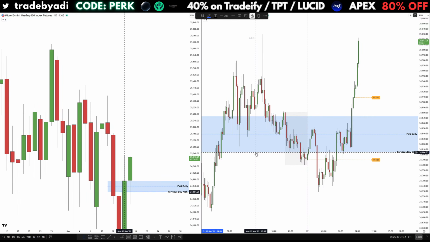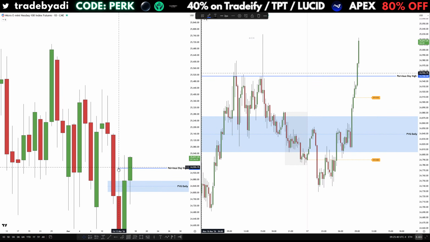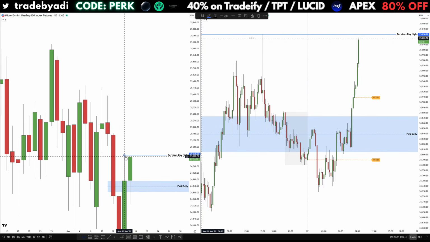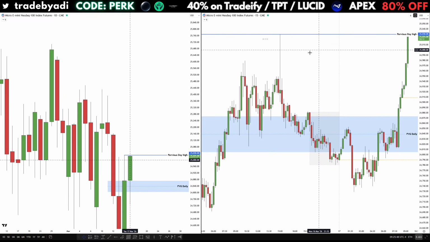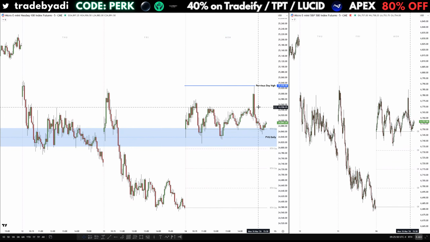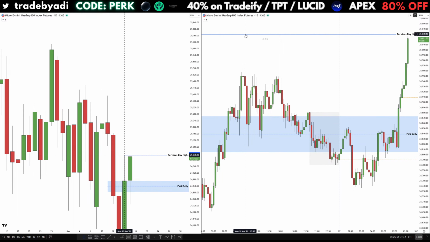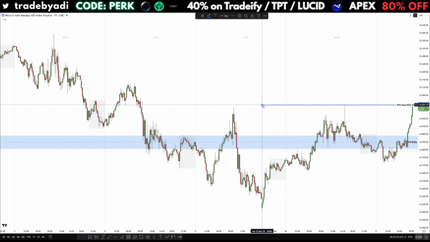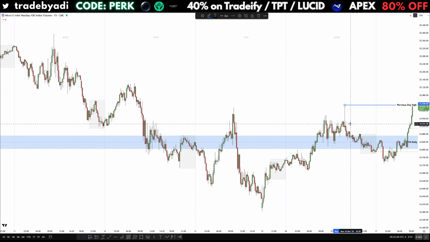Where is this? Okay, this is the previous day high. This high has been formed at 15 o'clock p.m. session. Let me check this high. Okay, so this high has been formed at previous day high. This is the first, second, and third day.